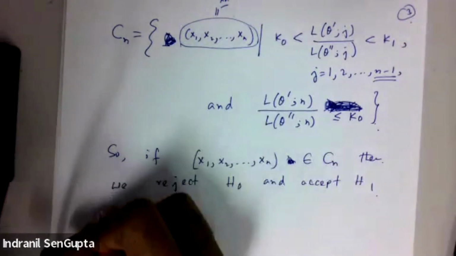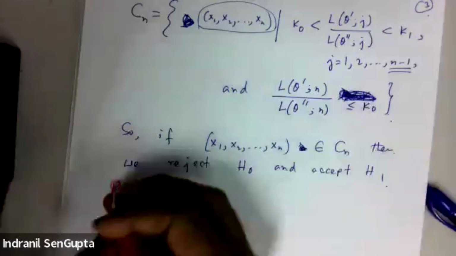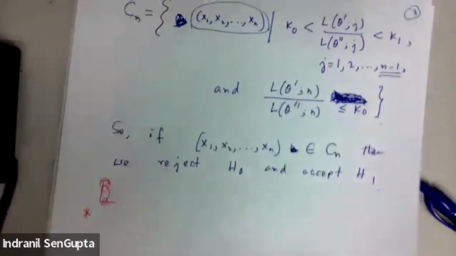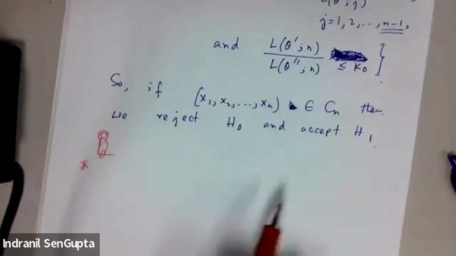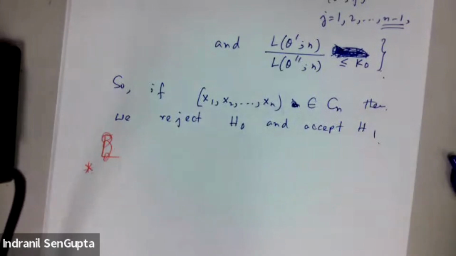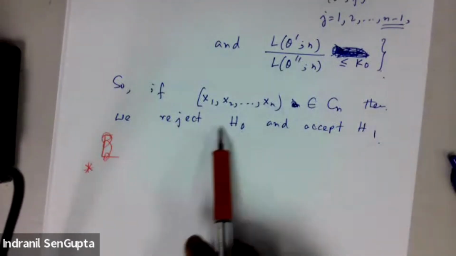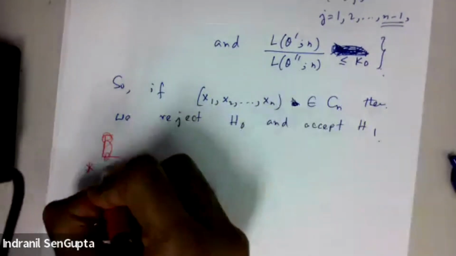So let me just write another one, and then I'll be making another comment, which is useful. What is the alternative? What is the other way of saying when we accept H0? So this is the procedure to reject H0. Now, what is the procedure to accept H0?